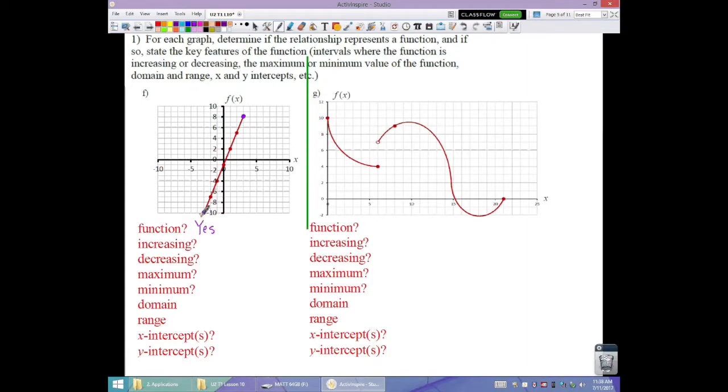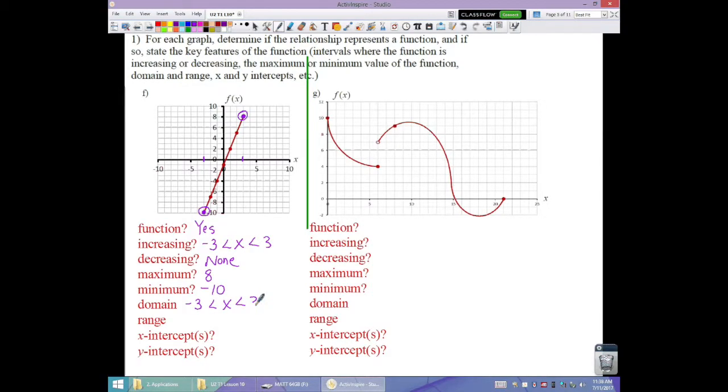So it is increasing over its entire domain, which is from -3 to +3. So from -3 to 3. It never decreases, so there is no decreasing interval. It has a maximum, a highest value up here at 8. It has a minimum, or a lowest value, of -10. Its domain, like we said about the increasing interval, is the entire graph. So from the leftiest point, -3, to its rightest of 3.